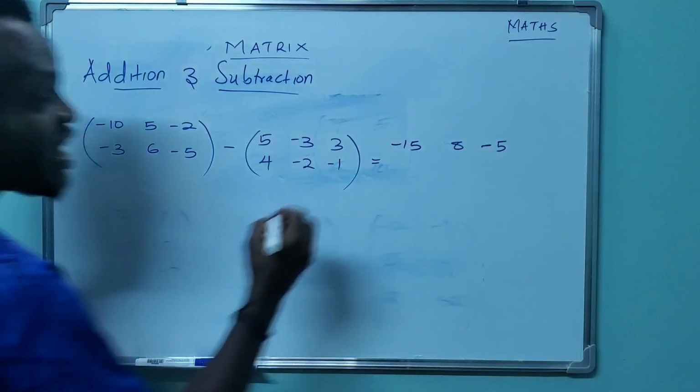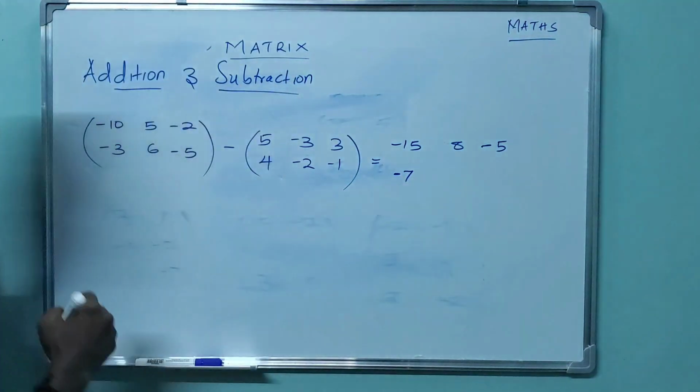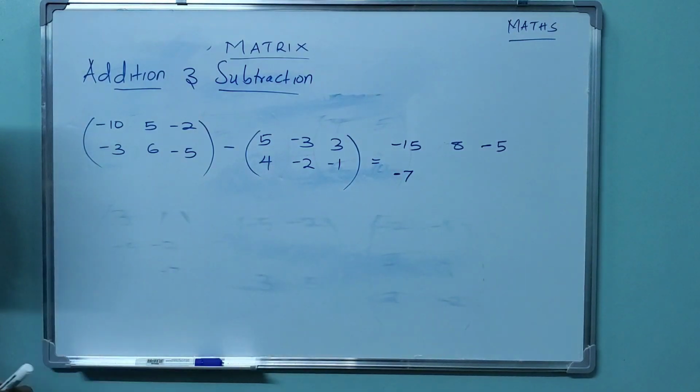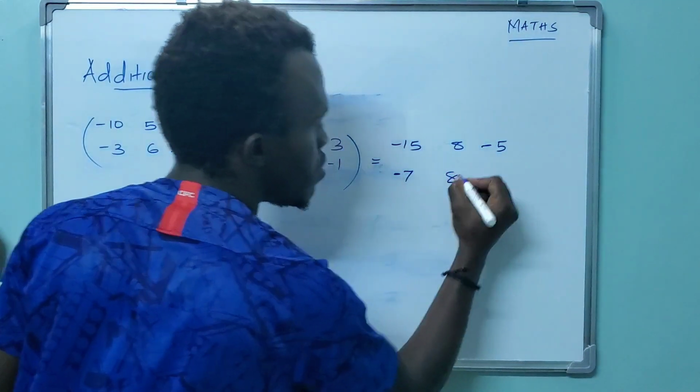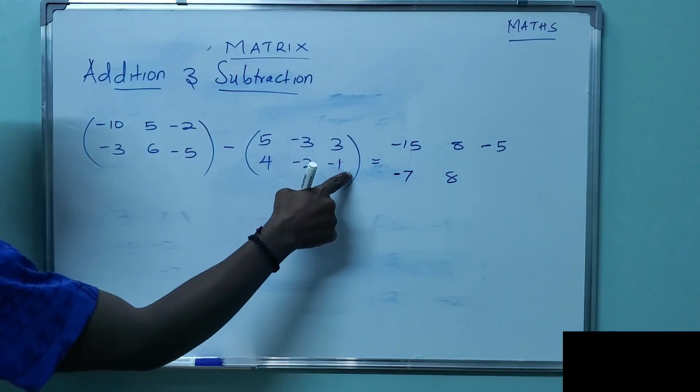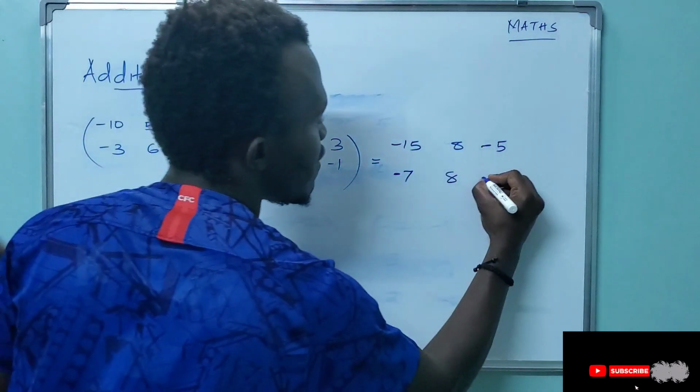I'm going to have negative 7 there. Then 6 minus negative 2, that one is going to be 8. And then negative 5 minus negative 1, that is going to be negative 4.